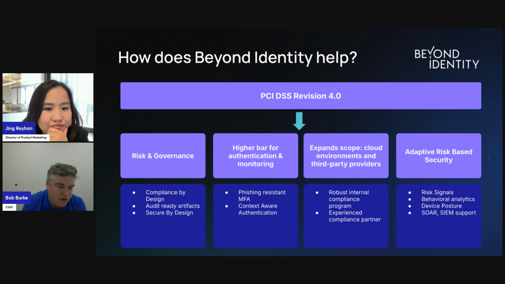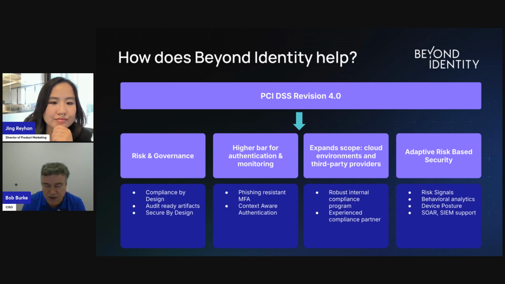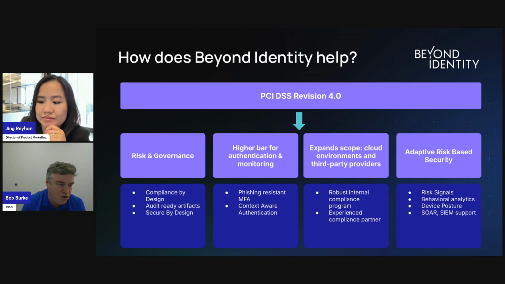But under risk and governance, we're compliance by design. What that means is, when you deploy our solution on day zero, even if you do the minimum amount of configuration, you get immediate compliance benefits. We have shifted a huge compliance burden, primarily around authentication, which is a huge threat vector, immediately from detection to prevention.